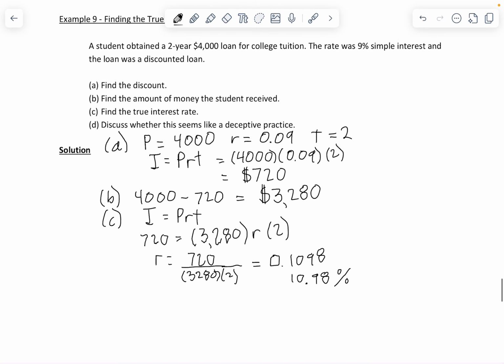Okay, D. Is this a deceptive practice? Yes, it is. Why is it? Right, because you're being quoted a loan at 9%, but the actual percent you're paying is almost 11%, right? The actual amount because of the discount taken into effect. So you need to read the terms carefully, right? So if it's advertised as a discounted loan, that means you're probably going to end up paying a higher actual rate than the quoted rate. So keep that in mind.